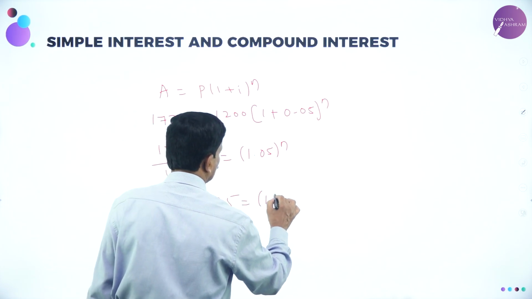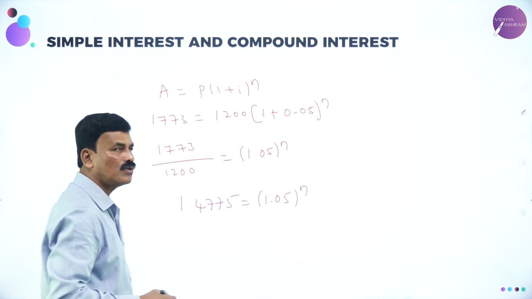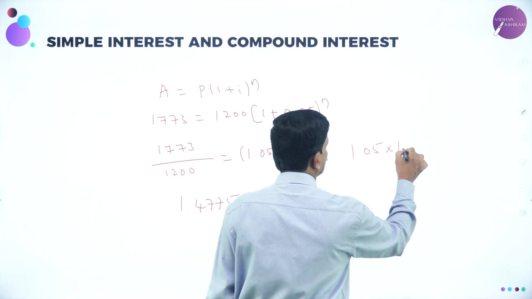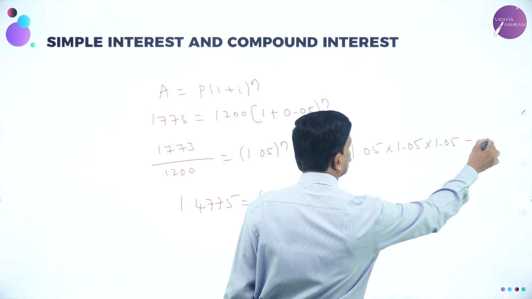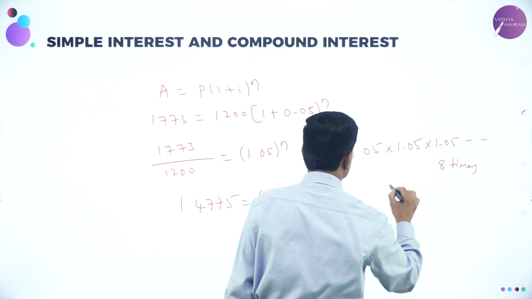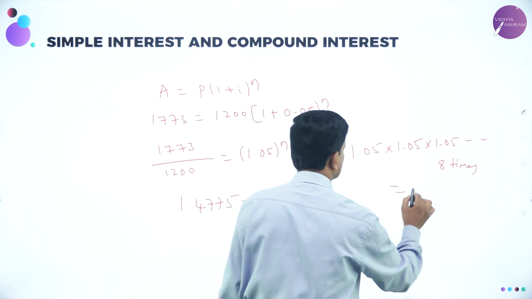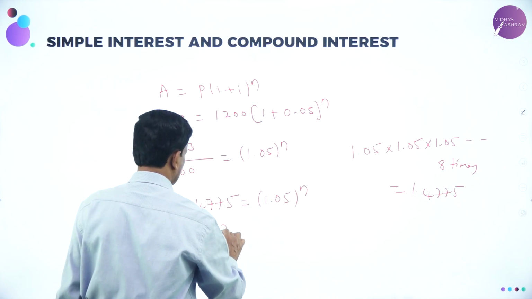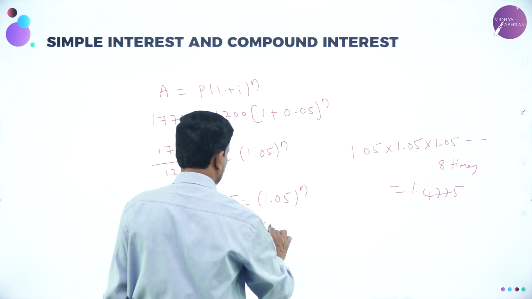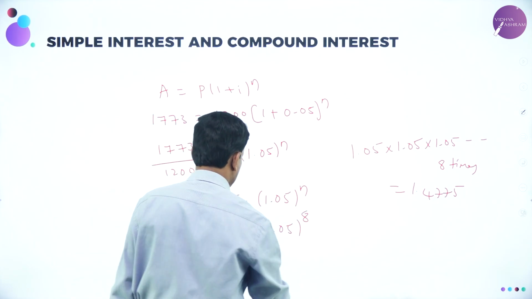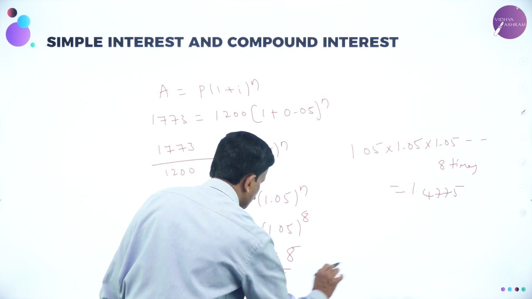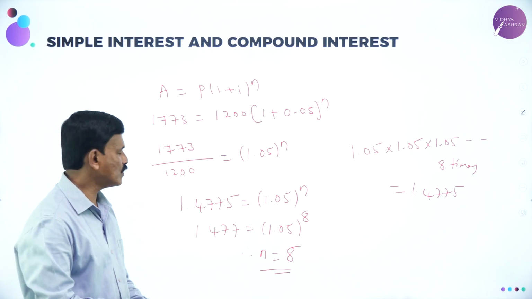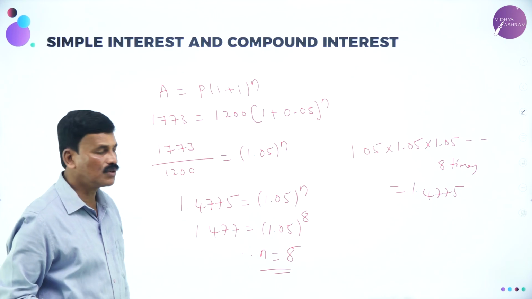If you divide 1773 by 1200, you will get 1.4775, which is equal to 1.05 whole to the power of N. Now suppose you multiply 1.05 into 1.05 into 1.05, 8 times, this will be equal to 1 point something, nearly 1.4775. So therefore 1.4775 is also equal to 1.05 to the power of 8. Otherwise you can simplify by taking logarithms on both sides. So therefore the value of N is equal to 8.